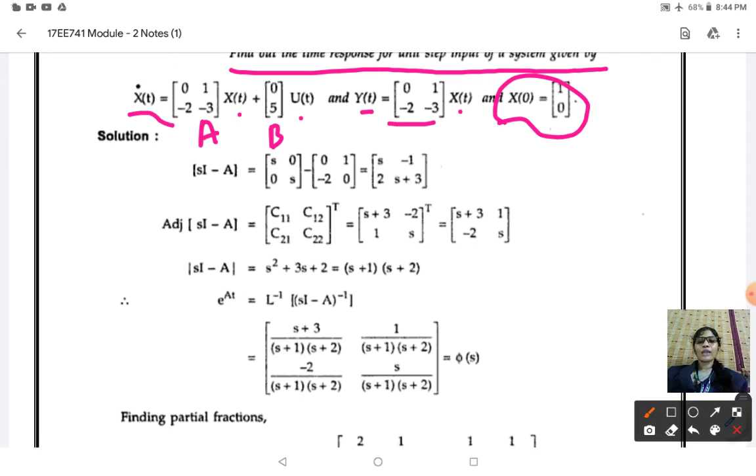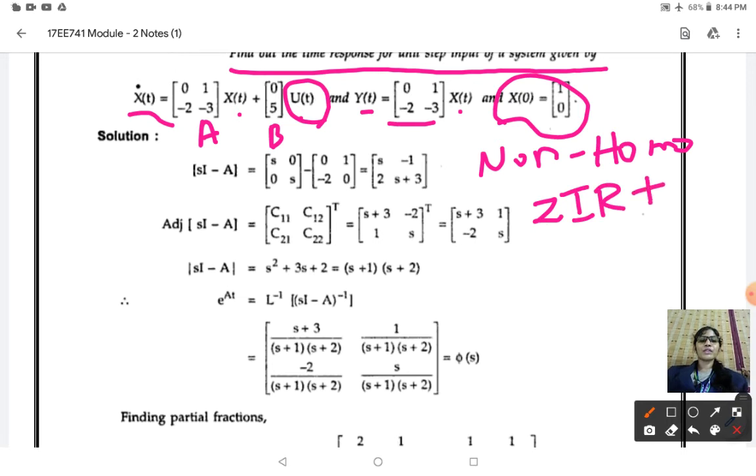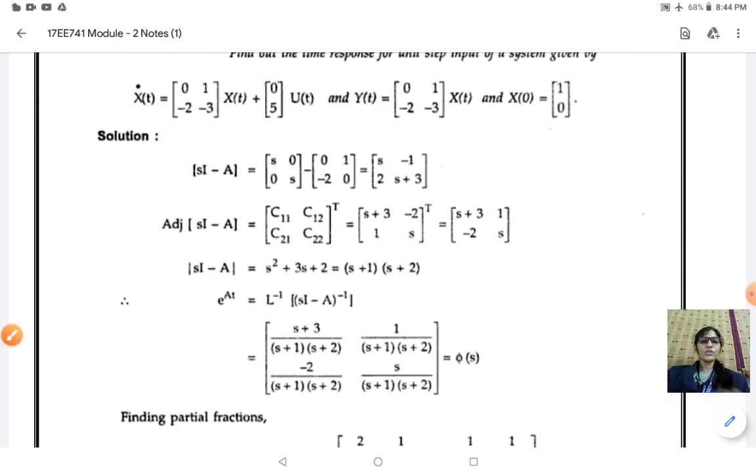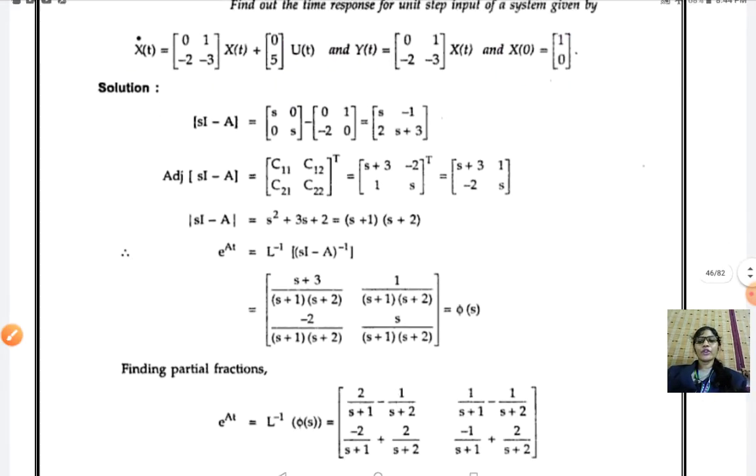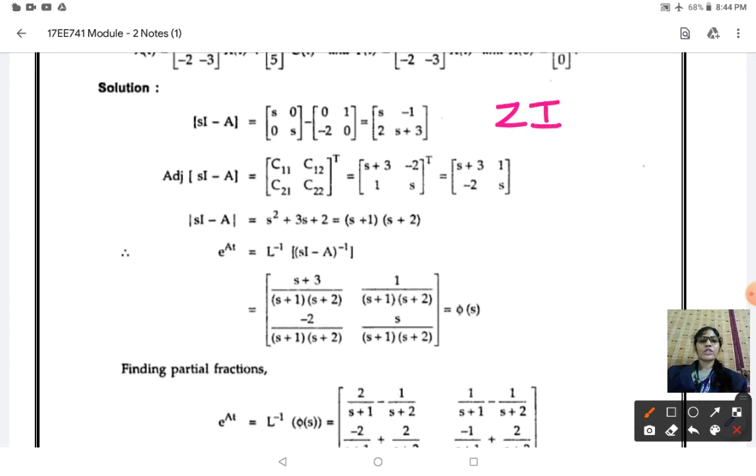As the problem has the term u, it is a non-homogeneous equation. So in a non-homogeneous equation, if you want to identify the complete time response of the system, it comprises the zero input response plus the zero state response. The formula to identify the zero input response is very clear: e to the power of at into x of 0.